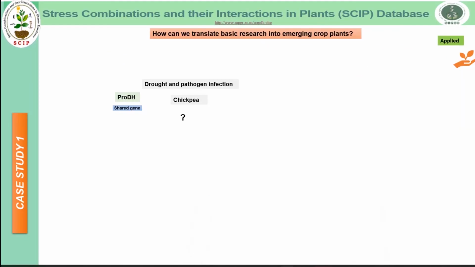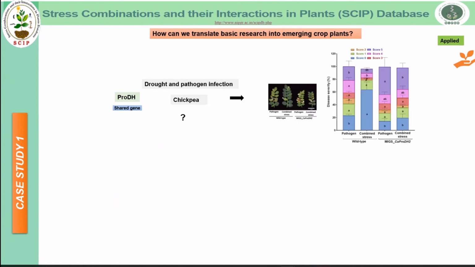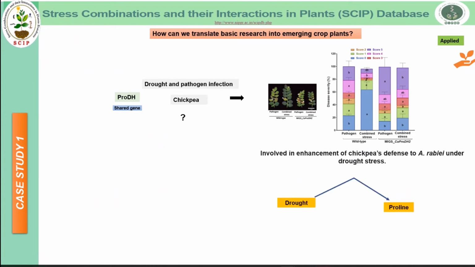So moving ahead, we probed into the function of this gene using a functional genomic approach. We silenced ProDH2, and the silenced plants showed that the gene is involved in the enhancement of chickpea's defense to Ascochyta rabiei under drought stress conditions. Thus, using the leads from the database, we could unravel one important mechanism of plant defense under combined drought and Ascochyta infection in chickpea.